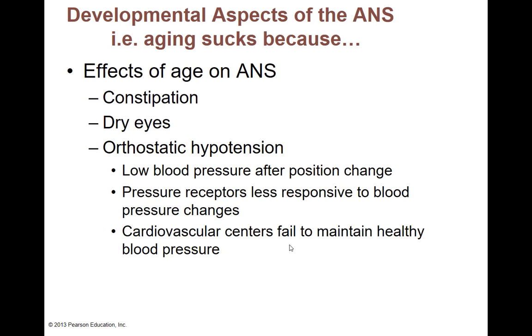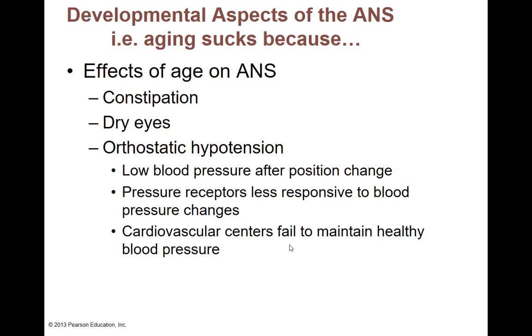Things that can happen with just the autonomic nervous system as you get older. One, constipation. You have nerves controlling your intestinal tract that tell the muscles to contract in your intestines and move food through. As you get older, those nerves get a little sluggish. They don't tell the muscles to contract anymore. Everything slows down, leads to constipation.